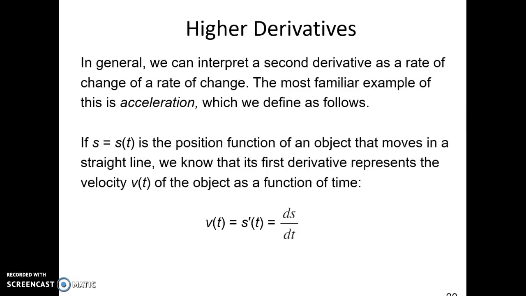The most familiar example of this is acceleration, which we define as follows. If s of t is the position function of an object that moves in a straight line, we know that its first derivative represents the velocity, v of t, of the object as a function of time. So, as we refer to some physics problems in the future, remember that the velocity function is the first derivative of the position function, sometimes denoted as ds dt.